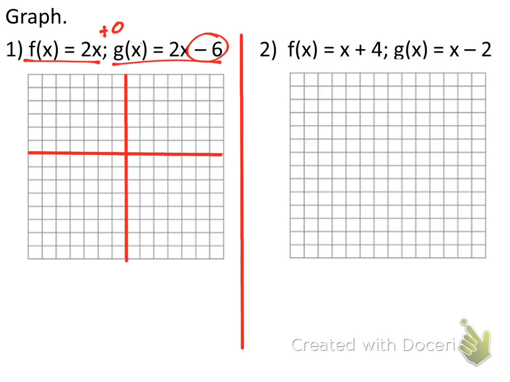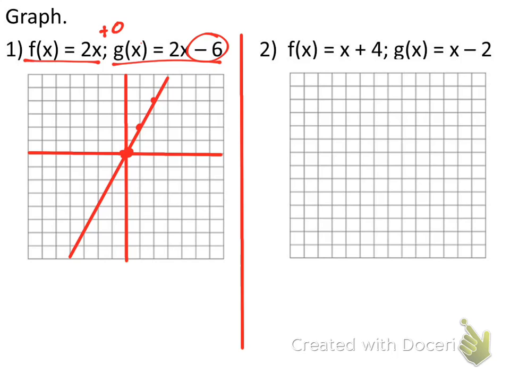Okay, first equation, f of x equals 2x plus 0. It's this one right here. So the first thing I'm going to do is plot my y-intercept, which is 0. Our slope is 2, which is 2 over 1. So we rise 2, run 1. I have a point here. Rise 2, run 1. I have a point here. And so forth. Okay, so we could take our line and draw it now. And we have our first equation here.